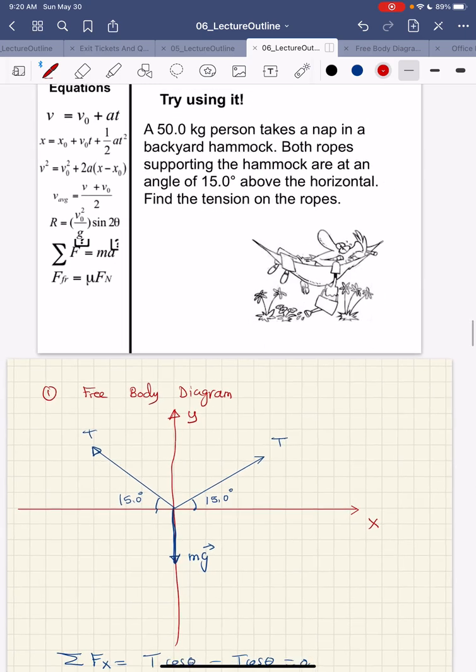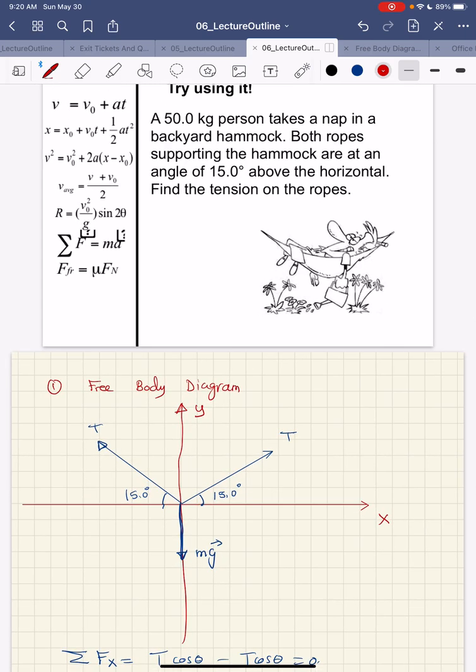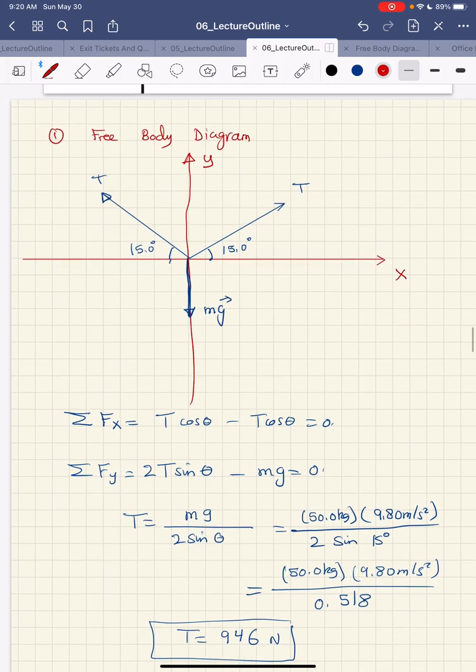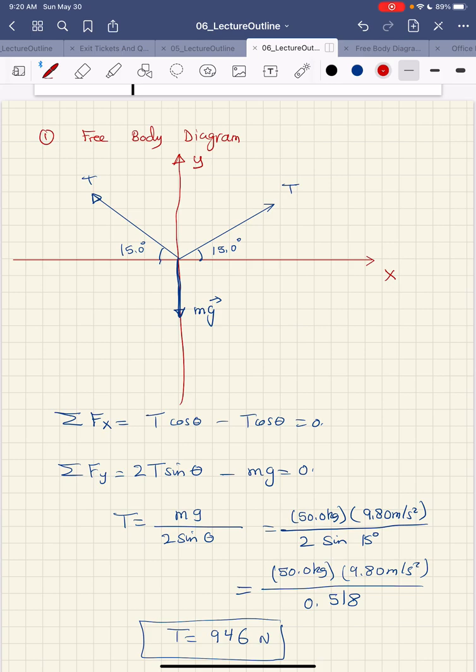And of course here, because the angle is the same, we know that this is going to be symmetrical. Both tensions are going to be T, and there is mg. There is no normal force here, because this object is not resting on a surface. I can apply sigma Fx equals 0 because it is in equilibrium. It is not having any acceleration, it is at rest.